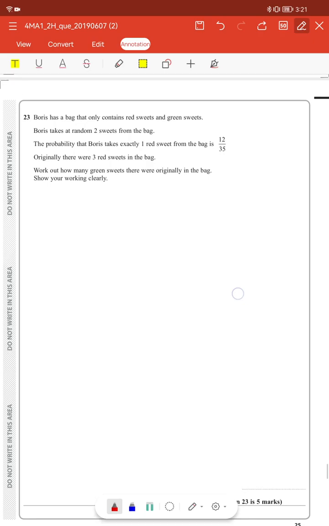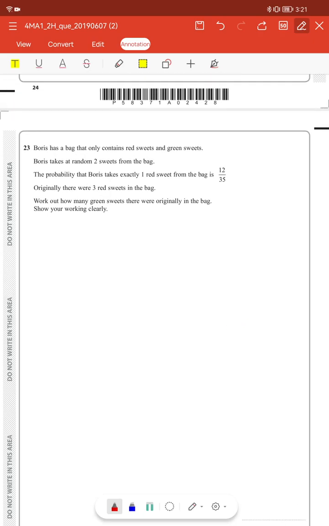Boris has a bag that only contains red and green sweets. Boris takes at random 2 sweets from the bag. The probability that he takes exactly 1 red sweet is 12 over 35. Originally there were 3 red sweets in the bag. Work out how many green sweets there were.